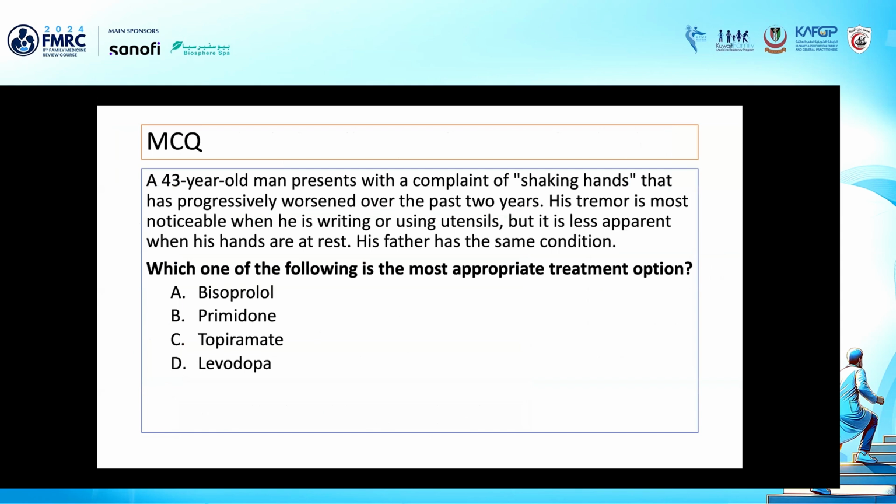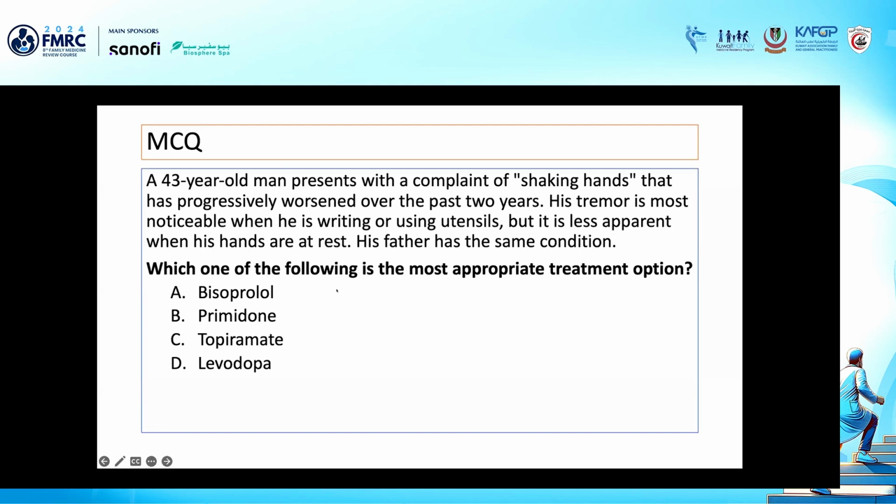Let us take this MCQ. A 43-year-old man presents with a complaint of shaking hands that has progressively worsened over the past 2 years. His tremor is most noticeable when he's writing or using utensils, but is less apparent when his hands are at rest. His father has the same condition. So this is a classic scenario of a patient with essential tremor.